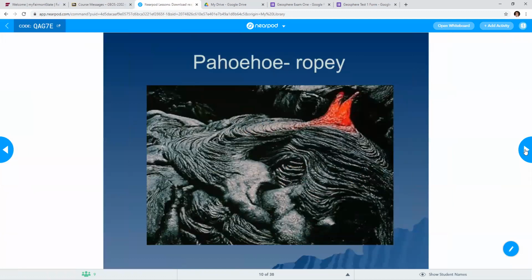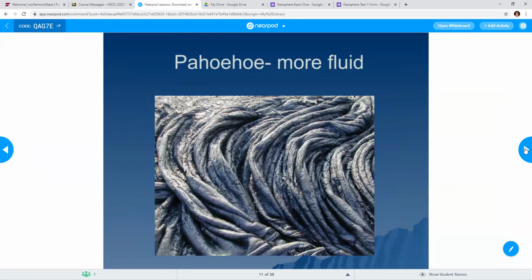Then we have pahoehoe. Not kidding. And this just looks like big ropes. And that is the only difference in those two as they cool. One is a little bit runnier than the other, but it's still basaltic and it's still the hottest and still the runniest. Just another picture of it. You can see it just looks like big long pieces of cartoon hair, like yarn.